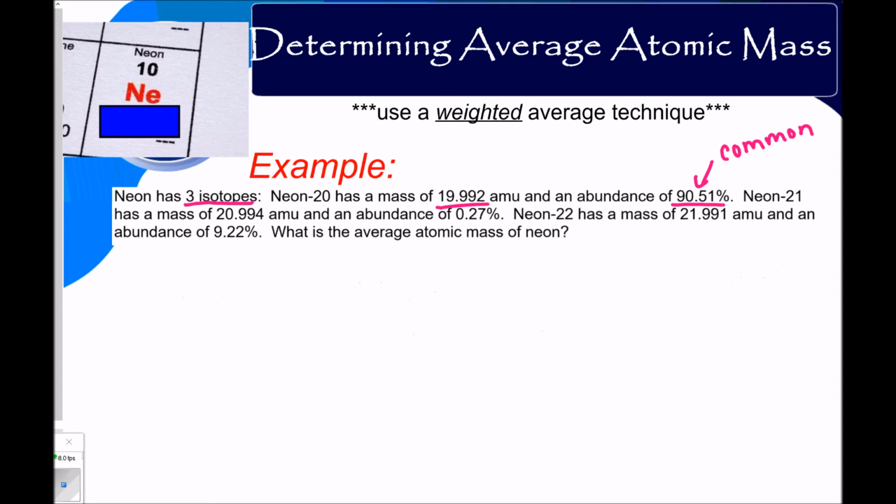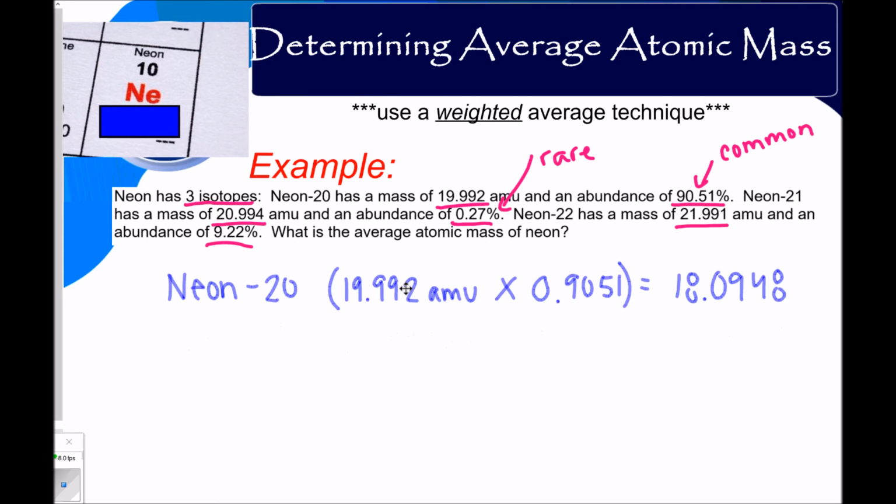Neon 21 has a mass of 20.994 AMU and an abundance of 0.27%. So this one is really rare. And neon 22 has a mass of 21.991 AMU and an abundance of 9.22%. From this information, what is the average atomic mass of neon? So this is how we're going to figure it out. We're going to multiply the mass by the percent abundance, then add all the different isotopes together.